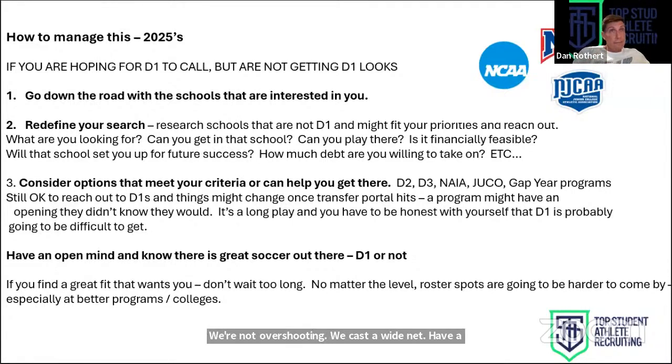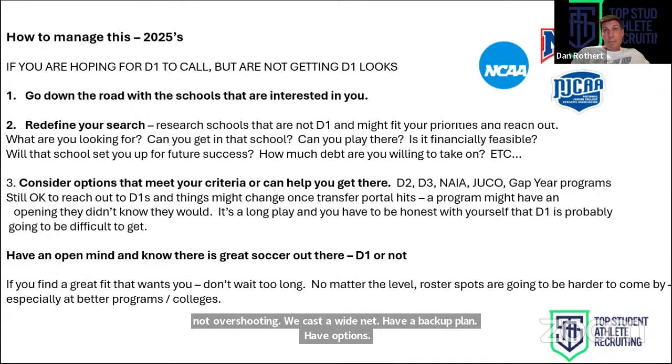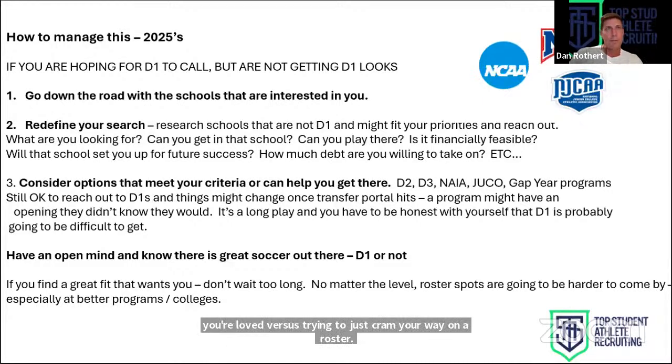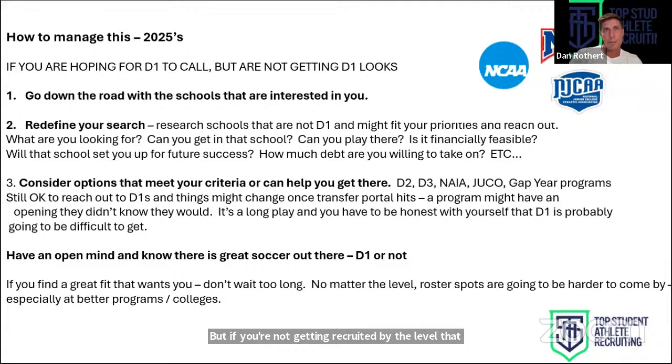If you're hoping for a D1 to call, but you're not getting D1 looks, go down the road with schools that are recruiting you. There's a real thing: go where you're loved, right? You have a much better experience if you go where you're loved versus trying to just cram your way onto a roster. But if you're not getting recruited by the level that you think you are, you might have to redefine your search. Research schools that are not Division One. It might fit your priorities to reach out to them.